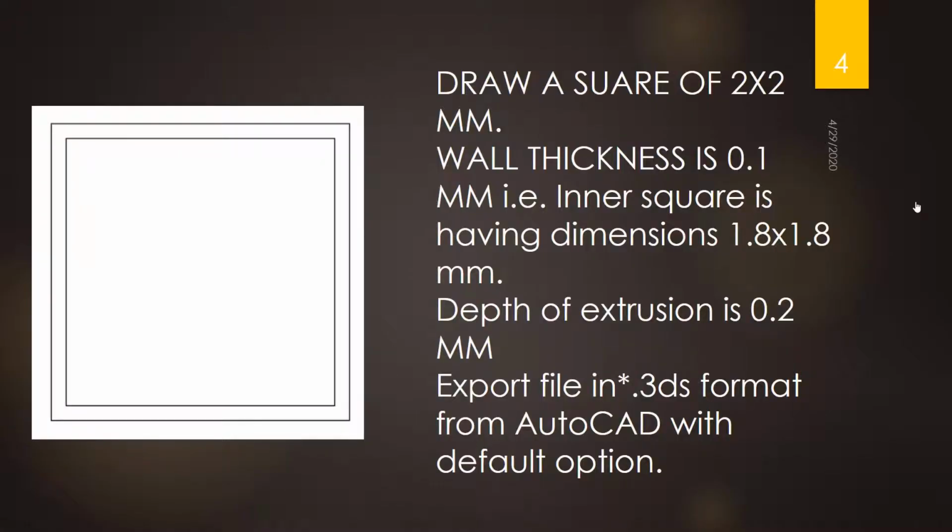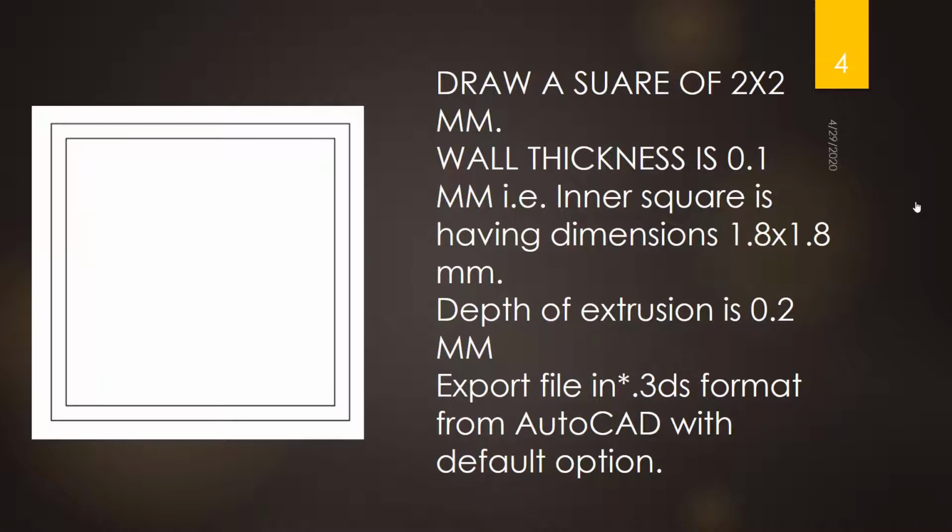Now for creating such an effect in VRML, first of all we will create a square frame. So draw a square frame of 2 by 2 mm, wall thickness 0.1 mm. So the inner square has the dimension 1.8 into 1.8 mm. Depth of extrusion will be 0.2 mm.